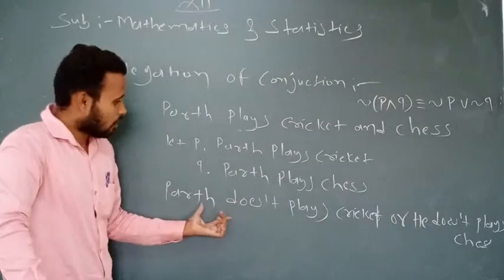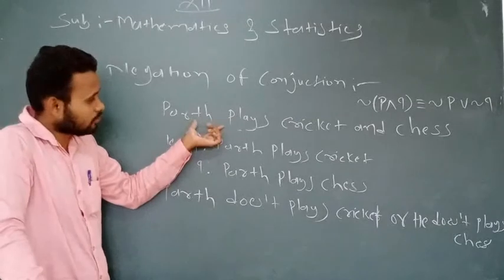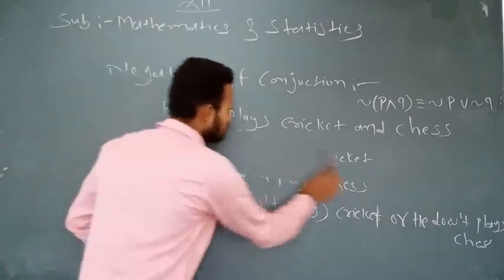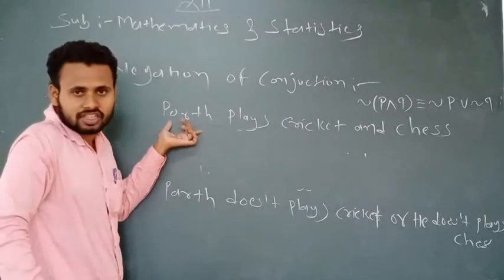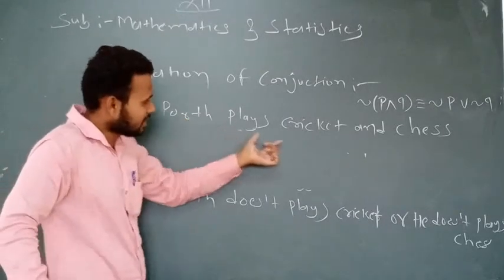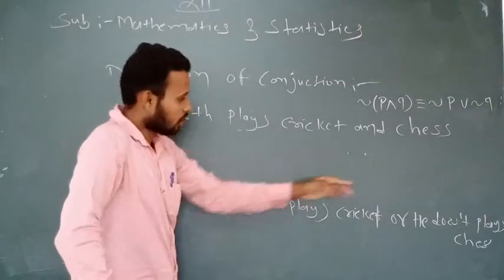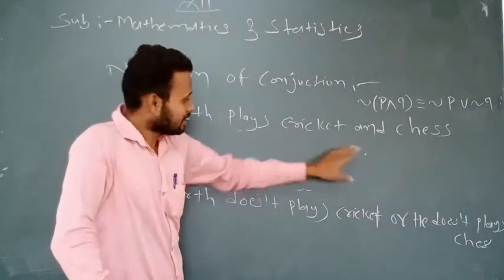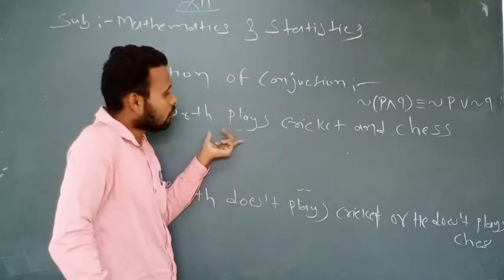Okay, which is the required negation of that compound statement. Now, write the negation of the following statement. The statement is: Park plays cricket and chess. It is a compound statement. Why? Because two simple statements are connected by a logical operator, and. So we need the negation of a compound statement.